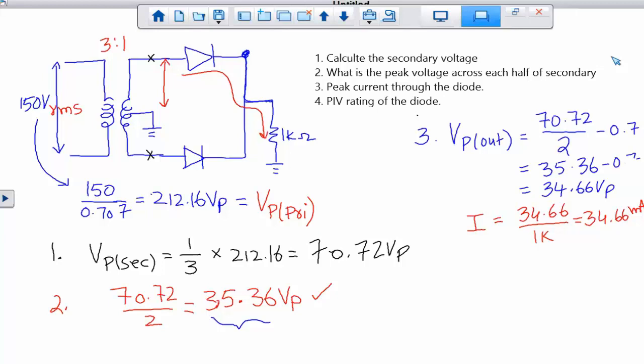So that would be the number 3. So even though it is asking for the current flowing through the diode, you would have to find the output voltage. After this, the PIV rating is pretty much substitution.